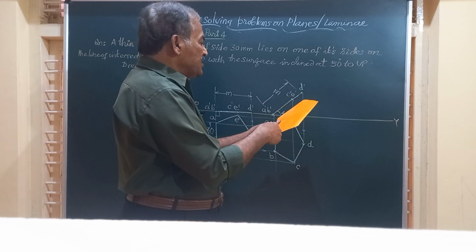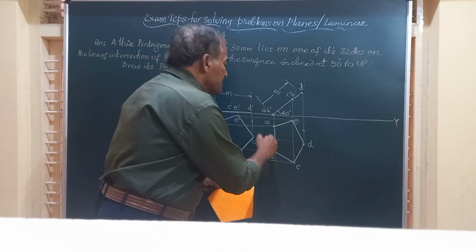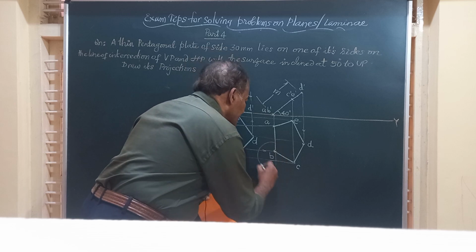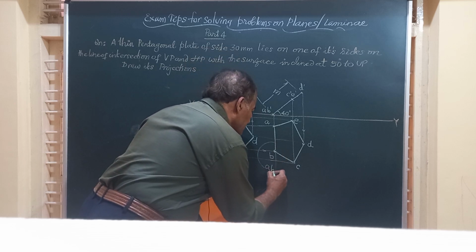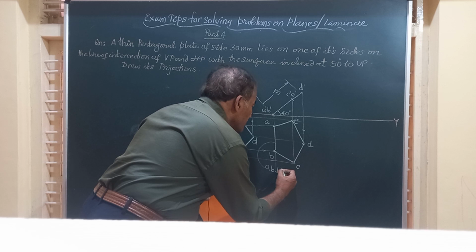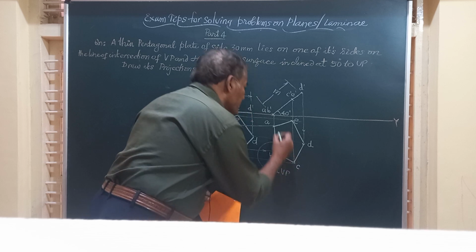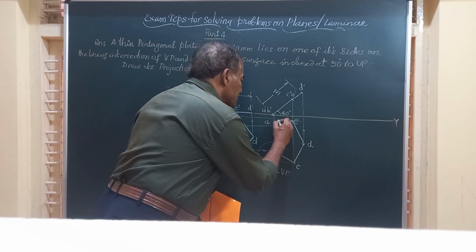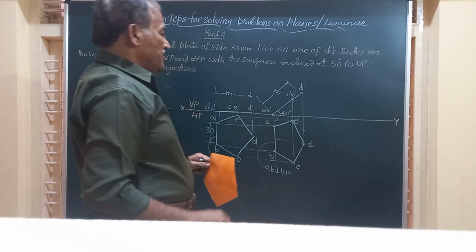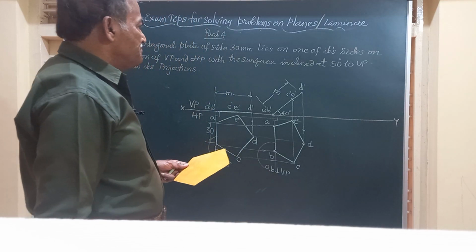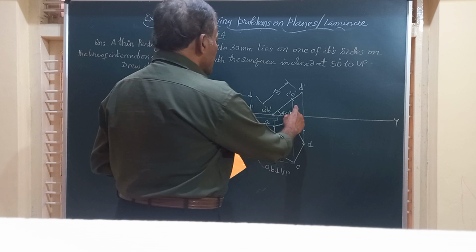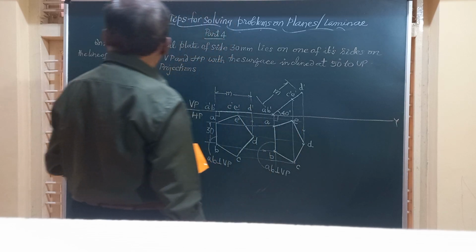So the side AB is perpendicular to VP. So it won't change, it is always perpendicular to VP, friends. Now friends, the surface is inclined at an angle, and we have got the front view and top view.